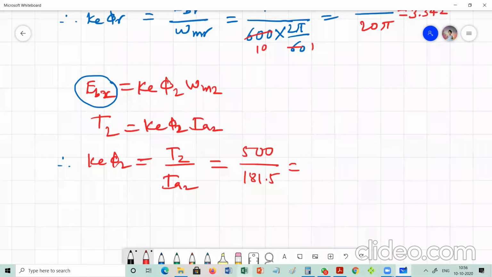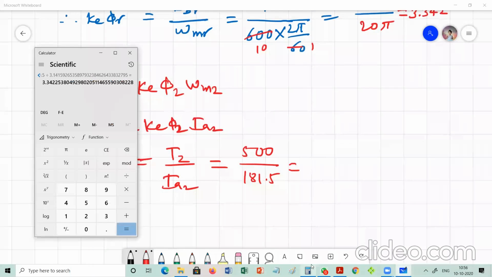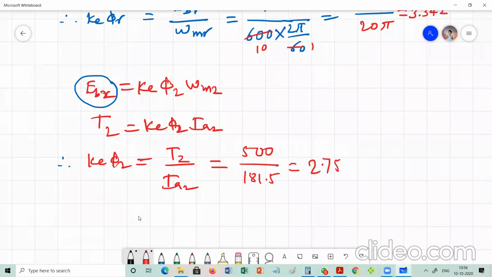So it is equal to 500 divided by 181.5, which is 2.755. So we have Ke phi 2 and Ke phi r. Now we can calculate Vf2.